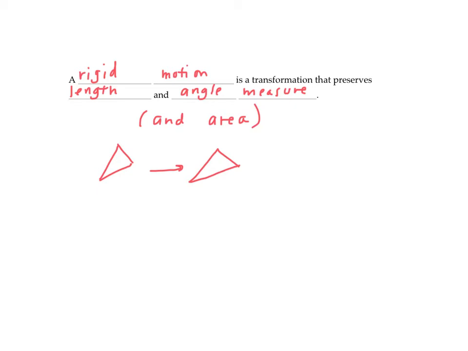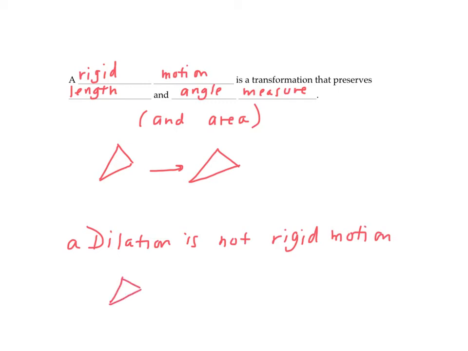So notice what was not on our list, and that's a dilation. Right? Dilations are not rigid motions. And this is because in a dilation, your figure, your image, changes size. So a dilation would take a triangle and either enlarge it or shrink it, depending on what the scale factor is.